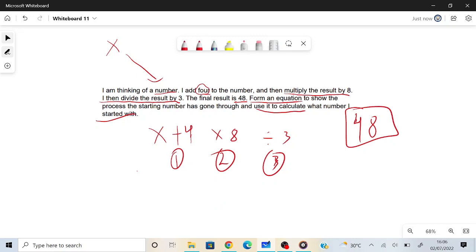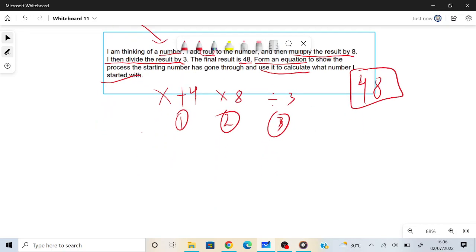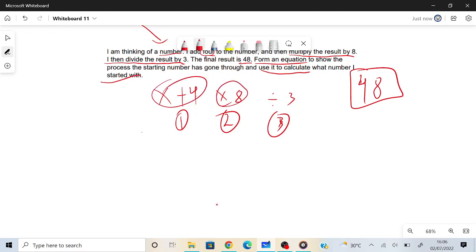Okay. Now, if I were to form an equation from this, the first thing that I would know is that it multiplied x plus 4 by 8. I could write this as something like this. I have x plus 4, and then in brackets 8. Because this is the first step, and that's why I'm putting this in brackets, because we know that whatever is in brackets has the priority. So this happens first, x plus 4, and then it times itself by 8. And then the person said it divides itself by 3. And then all of that equals 48.